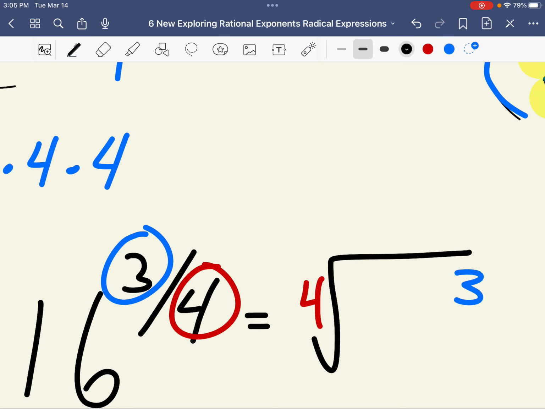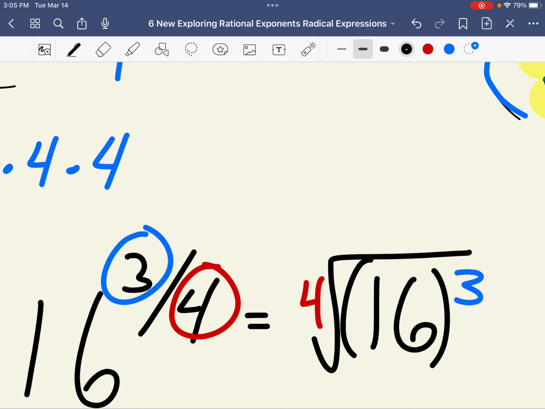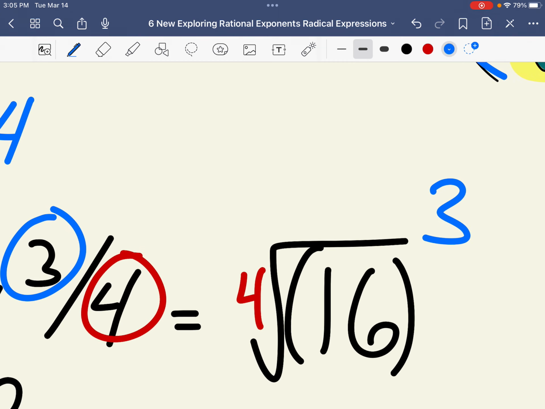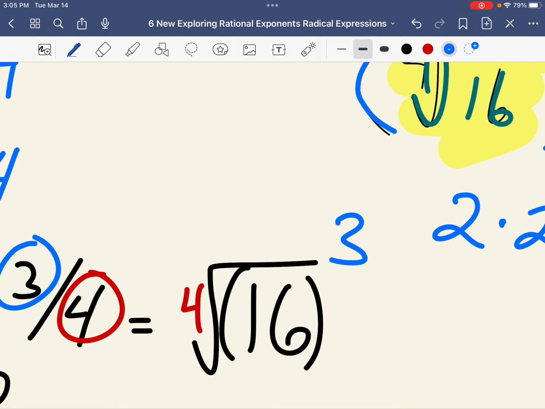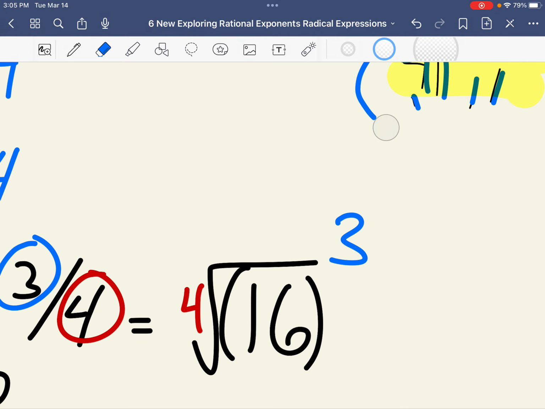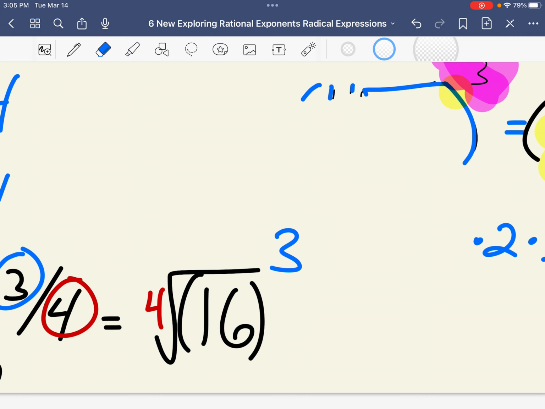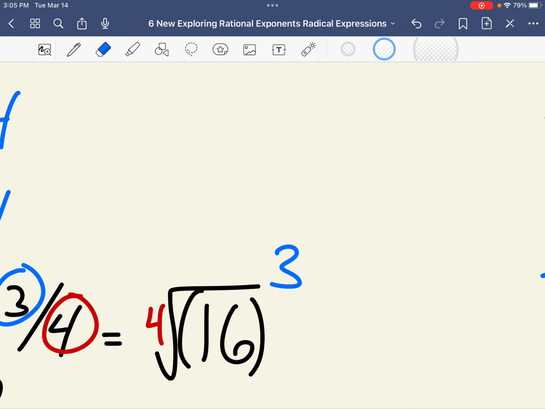And so I end up with really the 4th root of 16 to the 3rd power. The 4th root of 16 to the 3rd power. Now forgive me, I wanted to put this power on the outside. So I've got the 4th root of 16. Well, I can do that. That would be like trying to find 4 numbers that give you 16. Oh, we just did that. That is the number 4.